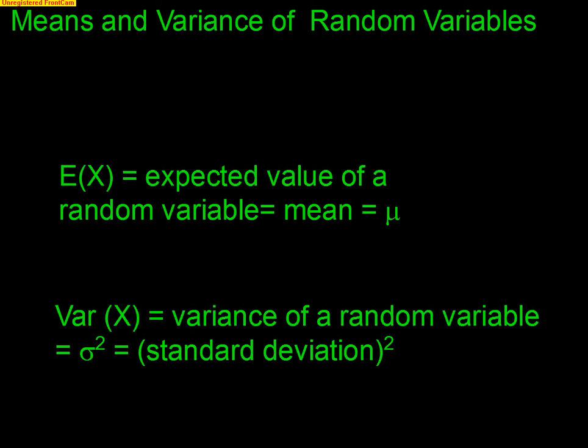And one thing I want you to know is that when you see E of X, it's going to be the expected value of a random variable. And that's really the mean, which in this case is mu. Now remember, because it's a Greek letter, actually we're talking about the population. So there you go.